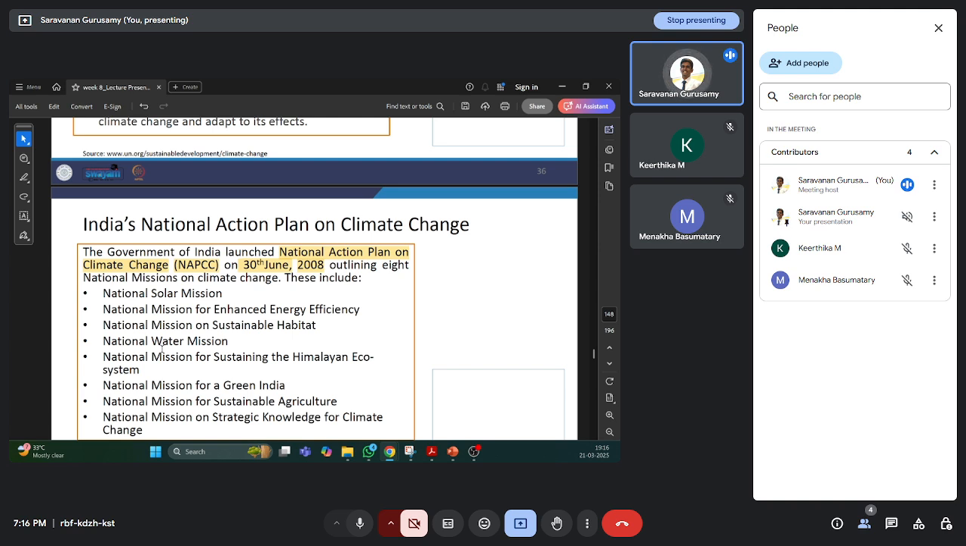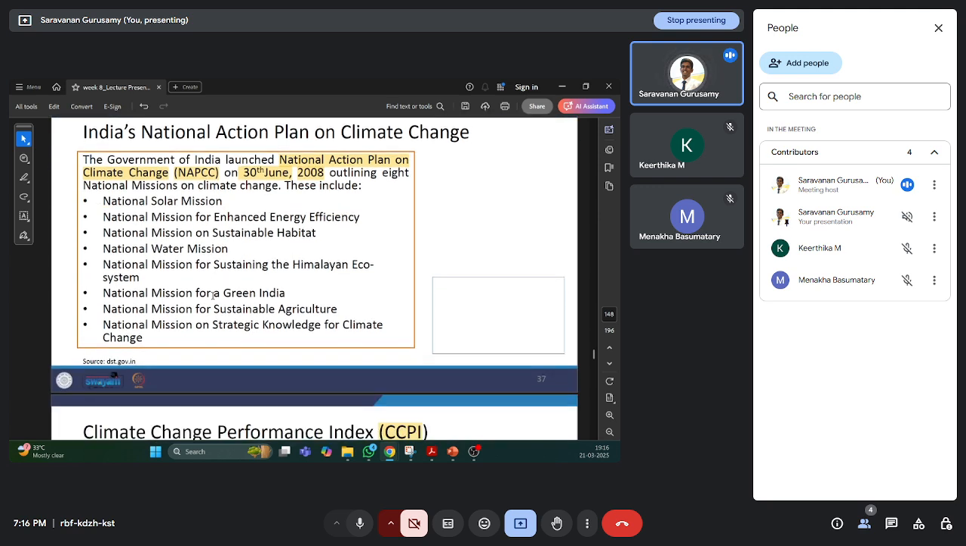And in India, we have a lot of Indian National Action Plans, that is called NAP on climate change, National Action Plan on Climate Change, NAPCC. So that was formed in 2008. So they have lots of missions under this, like National Solar Mission, because we need to change to renewable energy. National Mission on Enhanced Energy Efficiency, and National Mission on Sustainable Habitat, National Water Mission, National Mission for sustaining the Himalayan ecosystem, National Mission for Green India, Sustainable Agriculture, Strategic Knowledge for Climate Change.